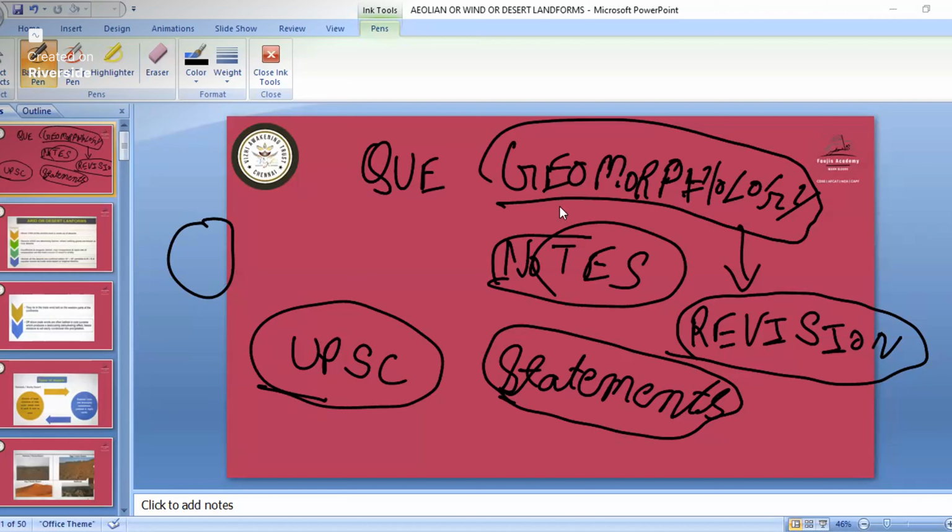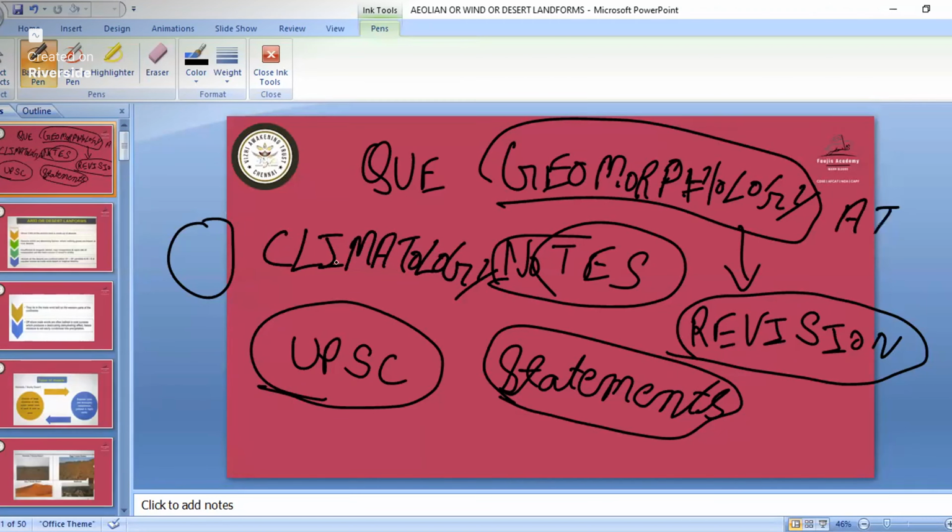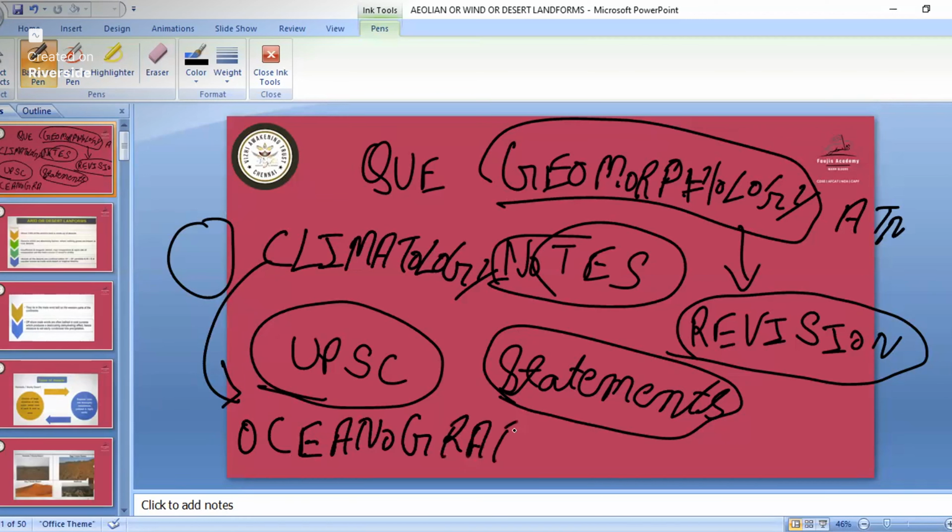Tomorrow, when we meet again at the same time, we will study climatology, and in that we will start with the atmosphere. In this climatology, the atmosphere parts are important. This climatology is an important part for oceanography. If you understand the climatology parts, you will easily be able to answer questions from the oceanography part as well. Both are related to each other.